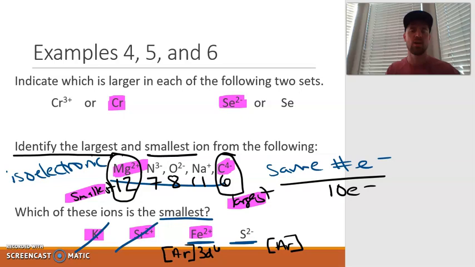Alright, so how do we use that information, right? How do we figure out which one's going to be ultimately the smallest? Well, sulfur has 16 protons in its nucleus. Iron has considerably more. It has 26 protons. And since iron has 26 protons, whereas sulfur only has 16, but both of these ions have 3 energy levels, then it would make sense that the iron one will be able to pull the electrons in tighter, ultimately resulting in being the smallest ion.